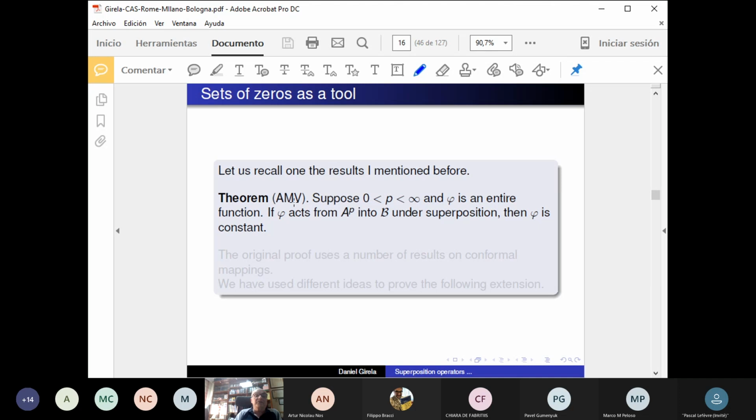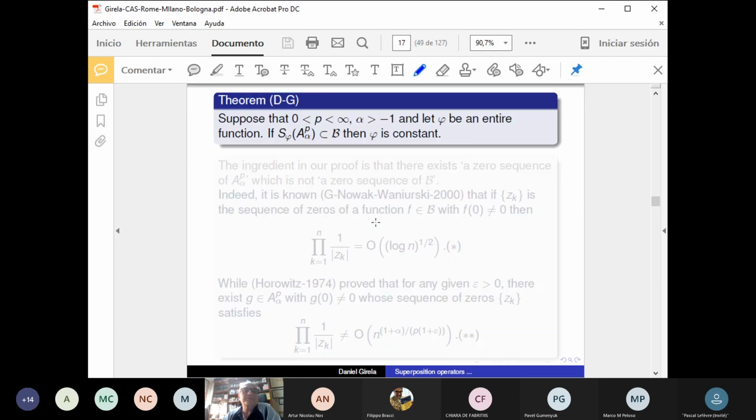Let's go back to one of the results that I mentioned before, obtained by Bonet, Alvarez, Marquez, and Bonet. It is the following: if we have an entire function phi so that the superposition operator S phi maps the Bergman space A^p into the Bloch space, then phi must be constant. The original proof that they gave of this result used results of conformal mapping and so on. But we have been able to prove an extension of the result, because we can take weighted Bergman spaces, using several ideas different from this. The result is the same.